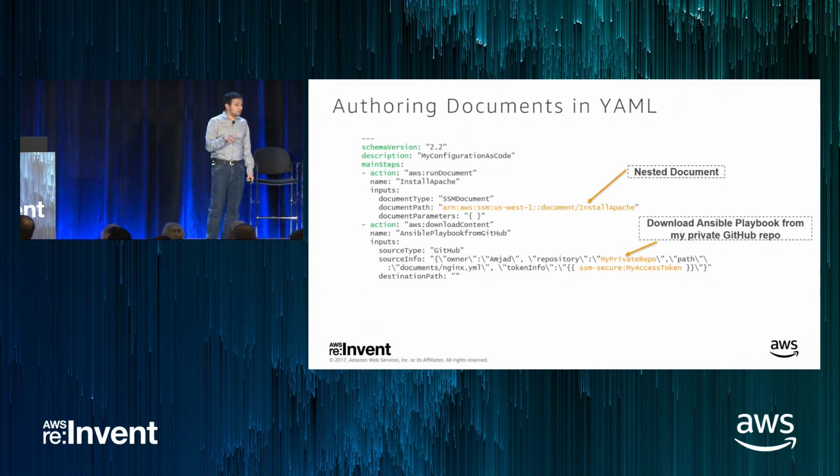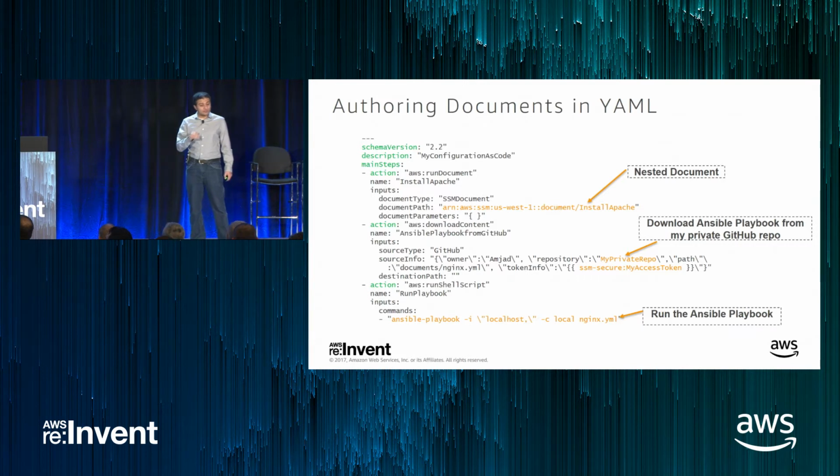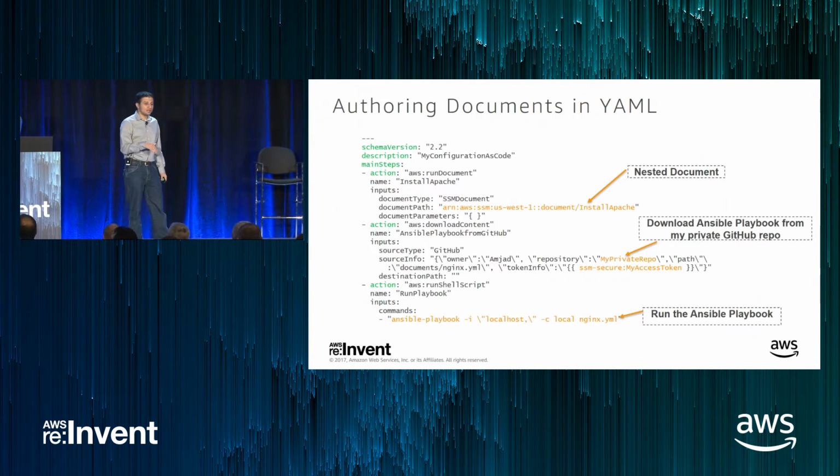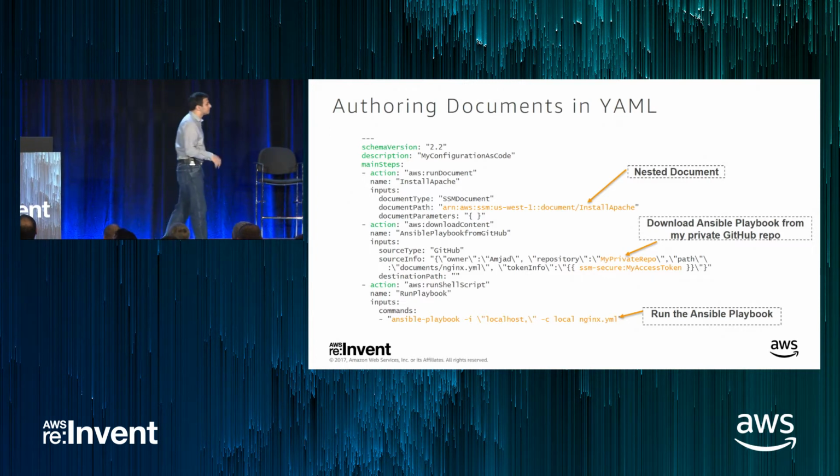Here's another step where we're downloading some content from GitHub. And then the third step says, okay, now that I've downloaded the content from GitHub, I'm going to run, in this case, an Ansible playbook.